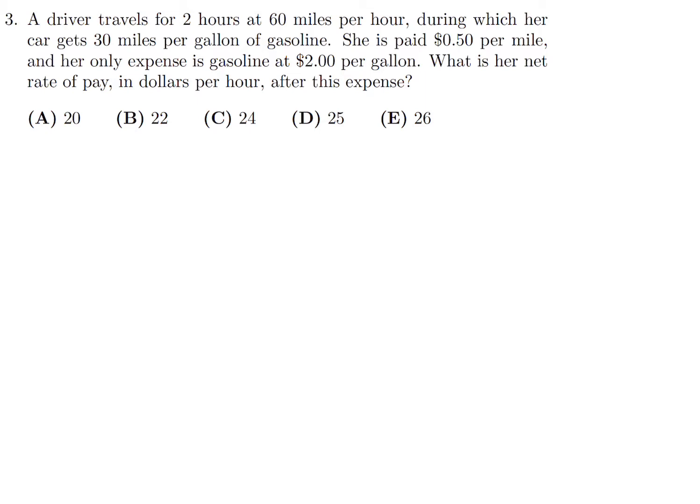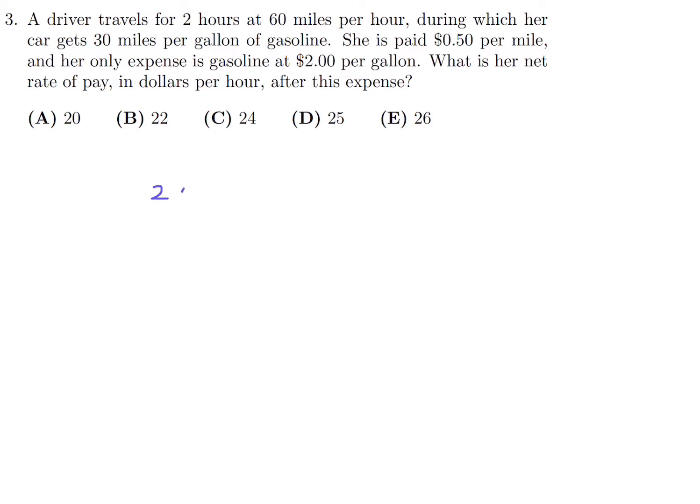A driver travels for 2 hours at 60 miles per hour, during which her car gets 30 miles per gallon of gasoline. She is paid 50 cents per mile, and her only expense is gasoline at $2 per gallon. What is her net rate of pay in dollars per hour after this expense?